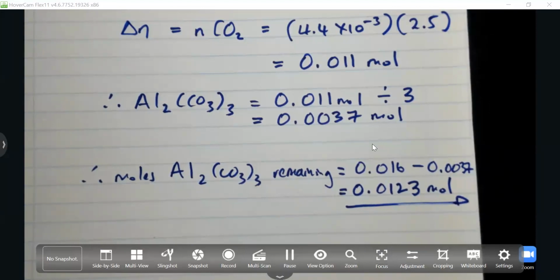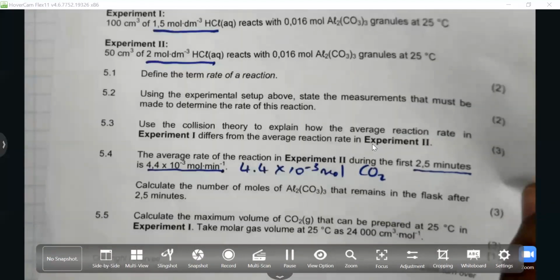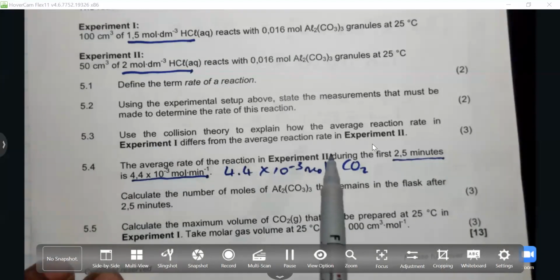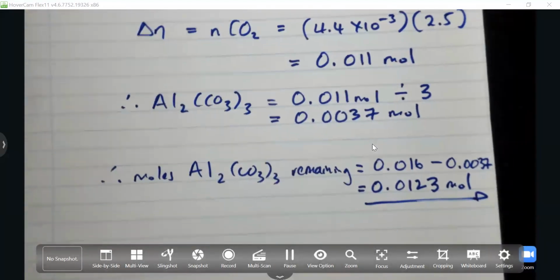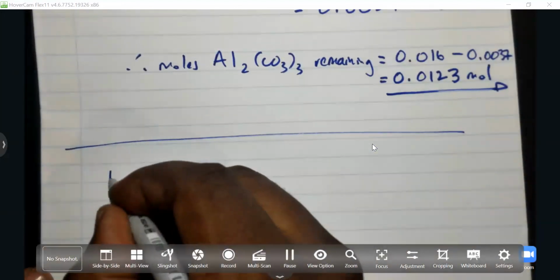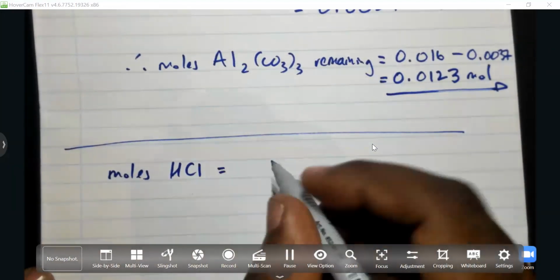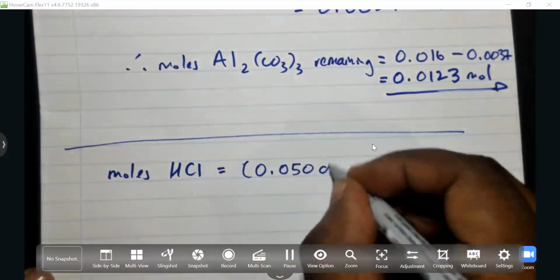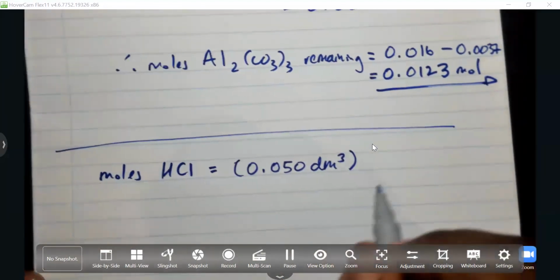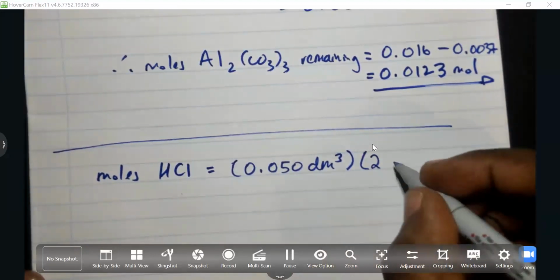Right. Another way is if you use it on the basis of HCl. Okay. So if we use HCl, the question tells us that we're dealing with experiment two. In experiment two, we know we have 50 mils of 2 mole per dm³ of HCl. Because we have concentration and volume, we can get number of moles of HCl. So I convert the volume to dm³, multiplied by the concentration.